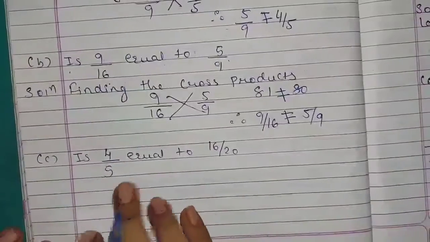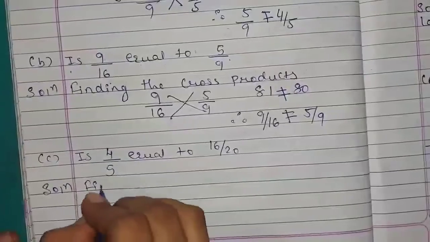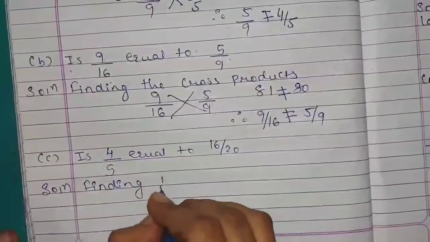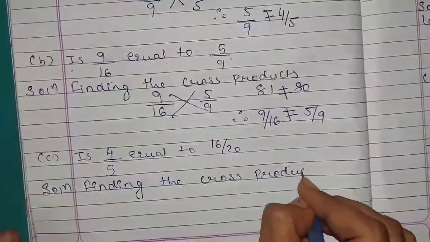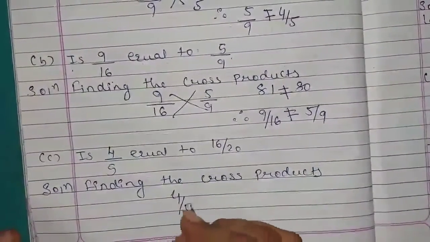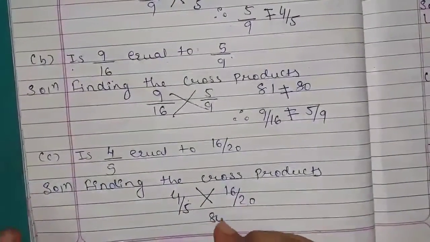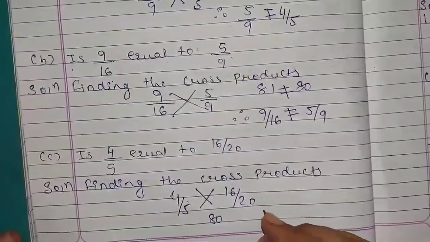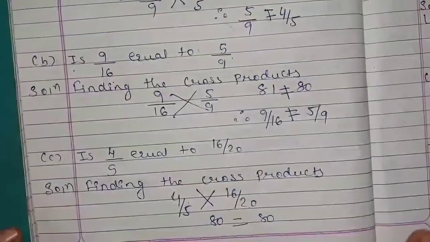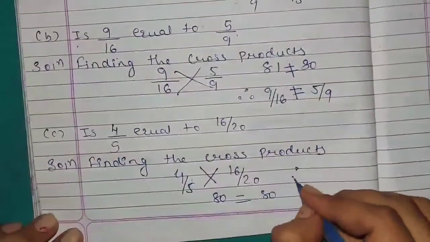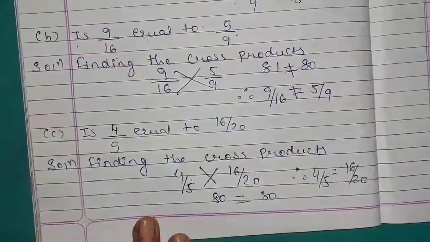Question number C, is 4 upon 5 equal to 16 upon 20? So here also we will find the cross products. Now 4 upon 5, 16 upon 20. Cross we will do: 4 twenties are 80 and 16 fives are also 80. Both cross product answers we are getting are 80 and 80. So here we will write, therefore, 4 upon 5 is equal to 16 upon 20.